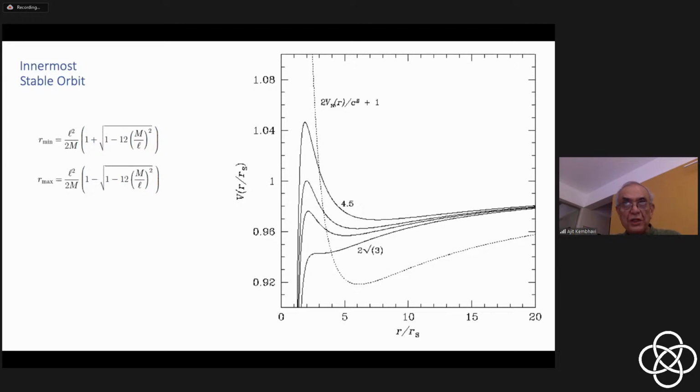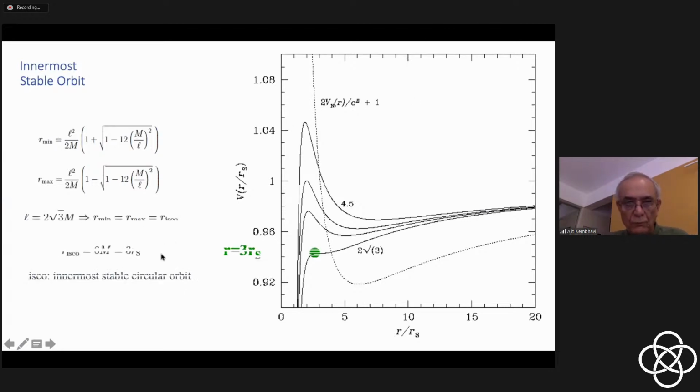Which means that the innermost, the closest radius that an accretion disk can have to the black hole, is equal to this particular radius when L is equal to root of M3. And that radius, which is known as the innermost stable circular orbit, is equal to 6GM by c squared, which is 3 times the Schwarzschild radius.